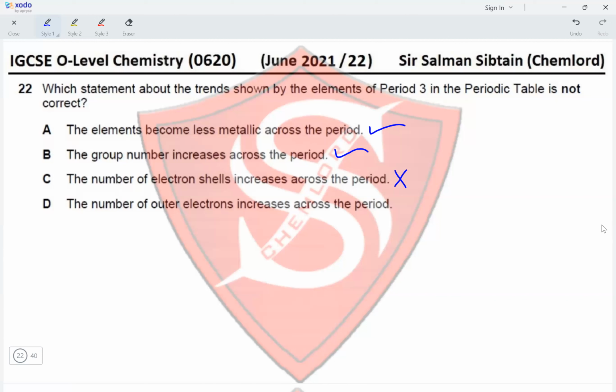And the number of outer electrons increases across the period. Yes, there is a gain of an electron in the outermost shell as we move along a period because we go from group 1 till group 8. So group 1 has one outermost electron, group 2 has two, group 3 has three, and so on. So there is a net increase in the outer electrons in the atoms of elements when you move across a period. So this statement is correct as well, making option C the correct option for this question.